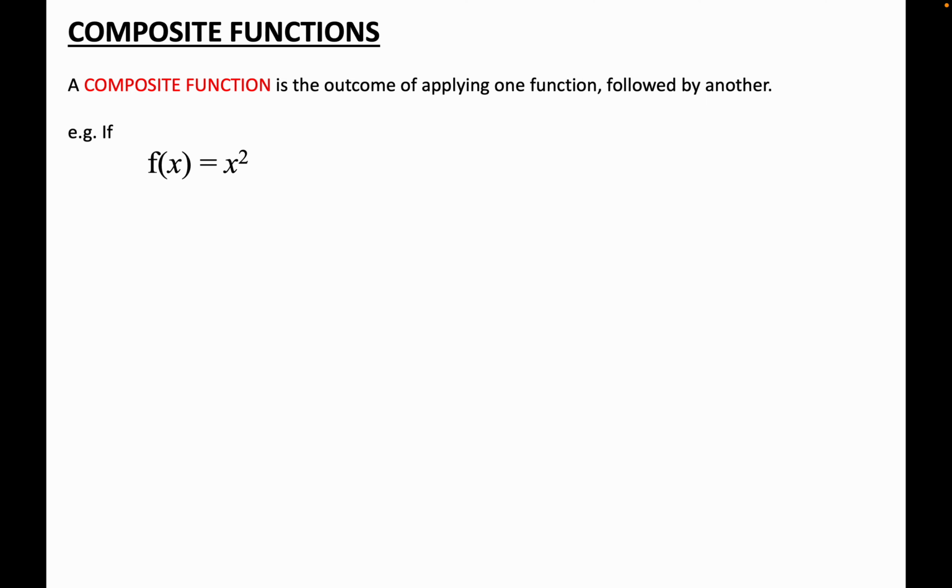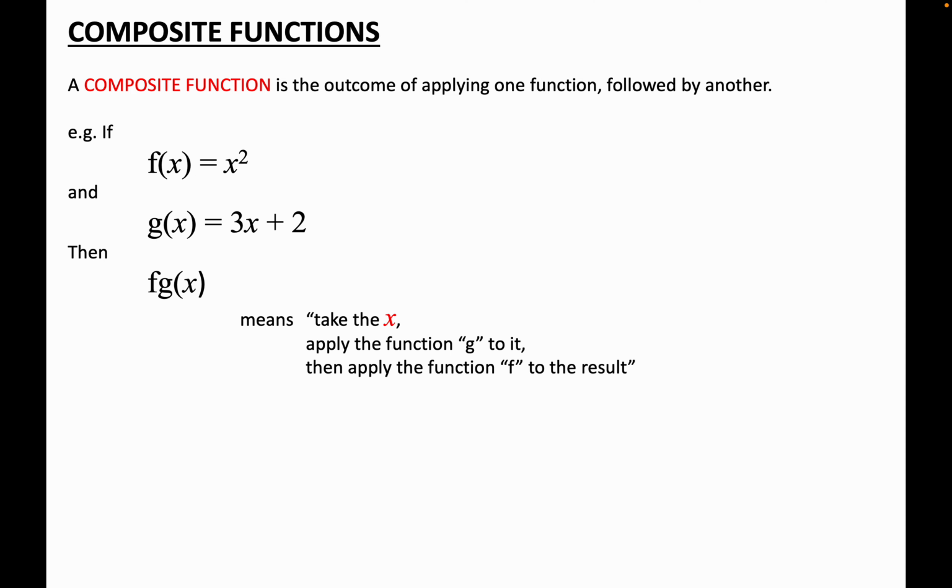So, for example, if f is the function x squared, so f of x takes a number and squares it, and g of x is the function 3x plus 2, so it takes a number x, multiplies it by 3, and then adds 2, then fg of x means to take the x, apply the function g to it, and then apply the function f to the result. So take the x, then apply the g to it, and then apply the f to the result.